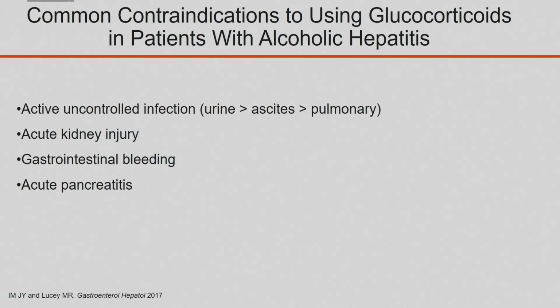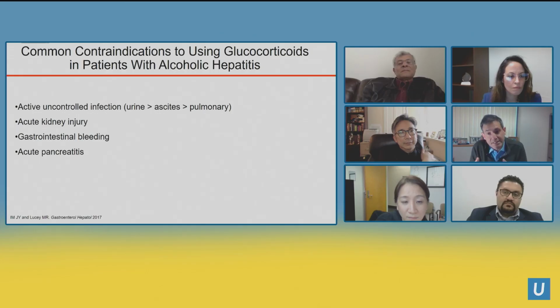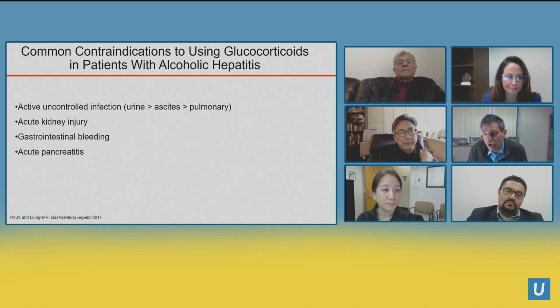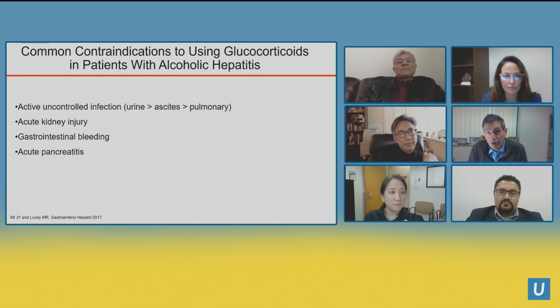Bishoy and Gina both very nicely brought up that we have to be selective about who we use prednisolone in. We want to make sure that when we use it, people don't have uncontrolled infection. The most common was urine, followed by ascites and pulmonary. Bishoy brought up very early on that there isn't a lot of data on using prednisolone in acute kidney injury or GI bleeding, acute pancreatitis. It isn't that it may not work. We just don't know how safe it is in those settings.